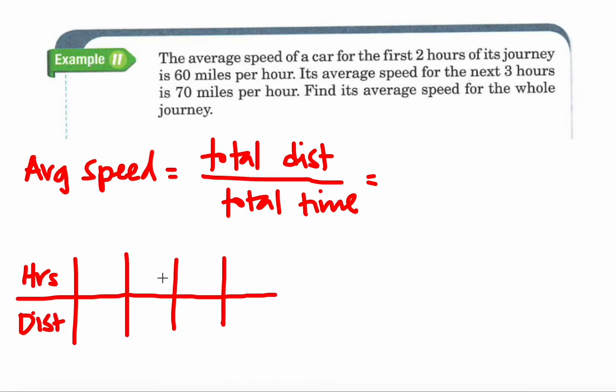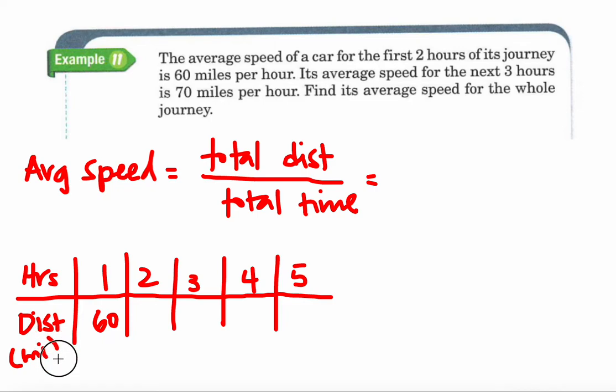So we know it took 5 hours. 1, 2, 3, 4, 5. All right. Now let's reread the problem. The average speed of a car for the first 2 hours of its journey is 60 miles per hour. So if they're traveling 60 miles per 1 hour, that means after 1 hour, they traveled 60 miles. Okay? This distance is in miles.